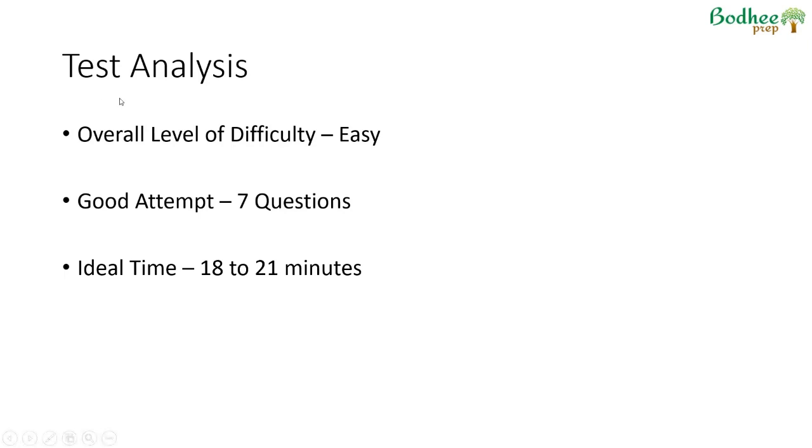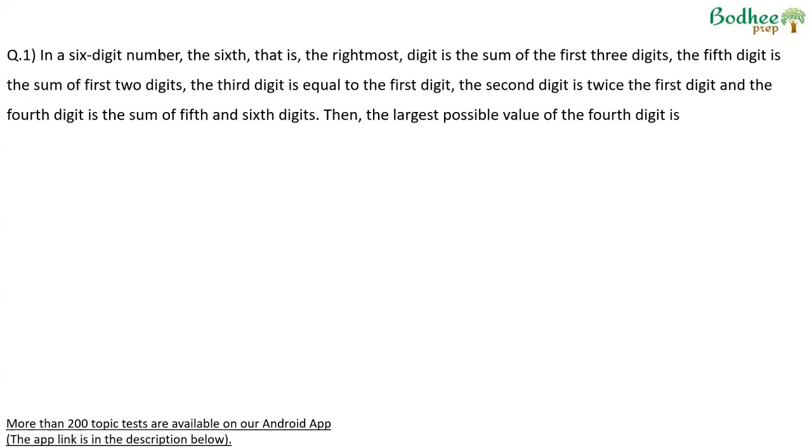If you look at the questions, question number 1 says: in a 6-digit number, the sixth digit, that is the rightmost digit, is the sum of the first 3 digits. The fifth digit is the sum of the first 2 digits. The third digit is equal to the first digit. So if the first digit is x, the third digit is x. Second digit is twice the first digit. So the second digit is 2x.